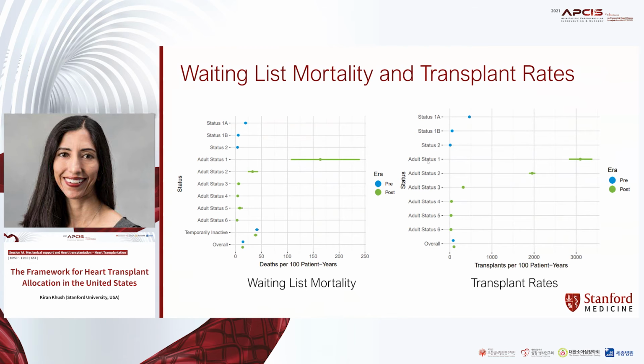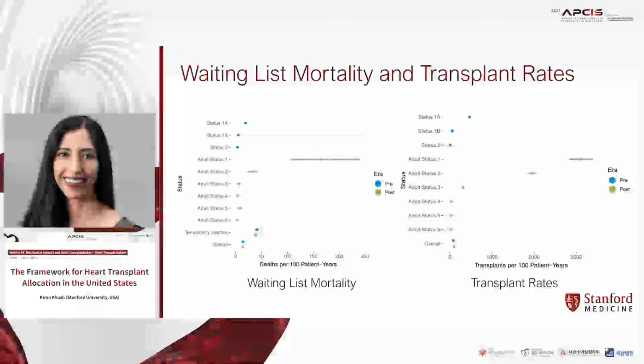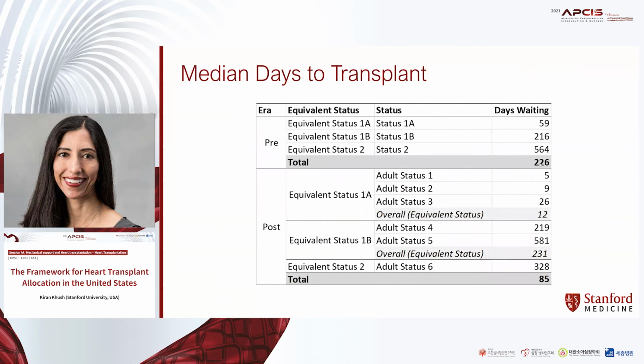And fortunately, we are transplanting these critically ill patients. So transplant rates are highest for status 1 and status 2 patients, followed by status 3, as the system was designed. The median day to transplant has dramatically decreased in the new system. So status 1A used to have a median waiting time of about 2 months, and status 1B was about 8 or 9 months. Status 2s, or the lowest priority system, was over a year.